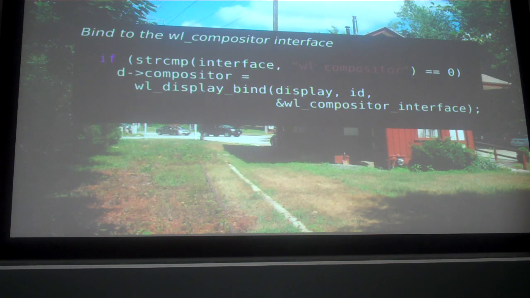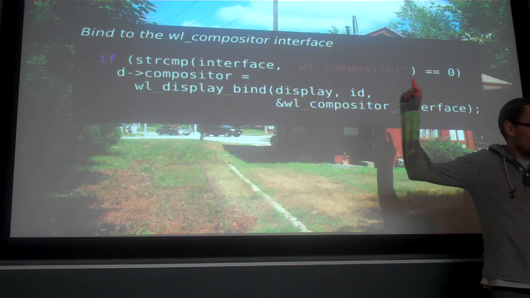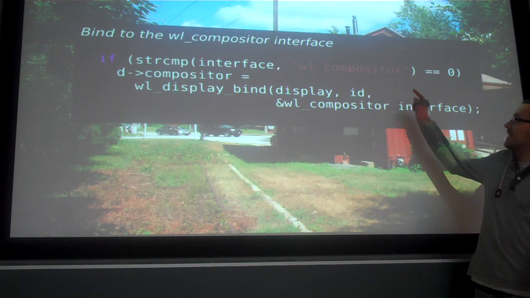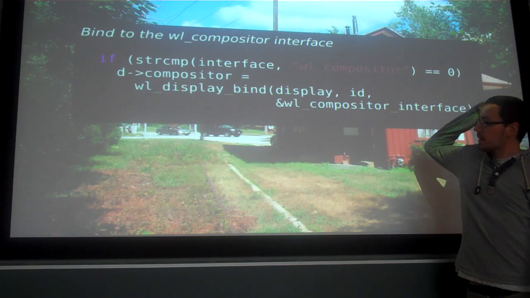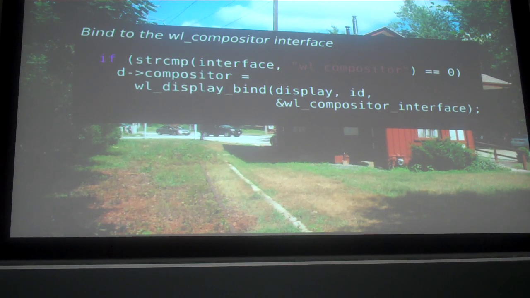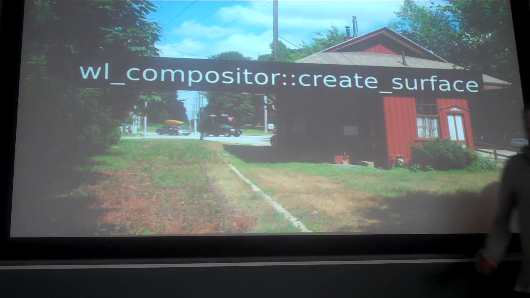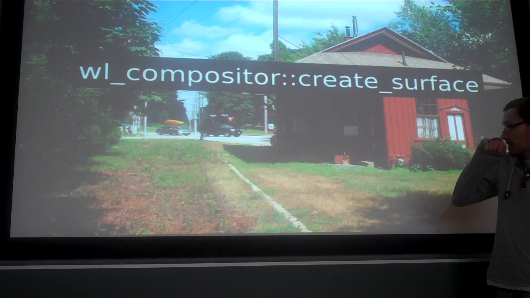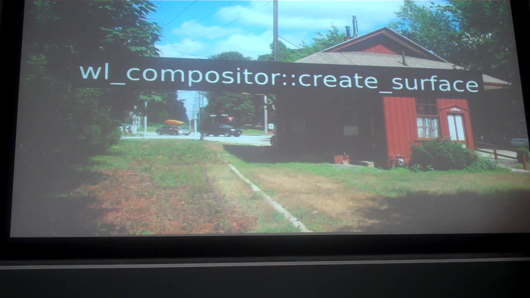Once we've got the pointer to the Wayland display, we can bind the default object, which is the compositor object. Did you call it display before? So that's the object. Once you've got that compositor object, you can call the create surface method on that interface, and that will give you a handle to a surface on the compositor side.